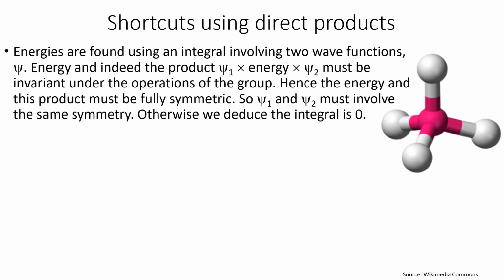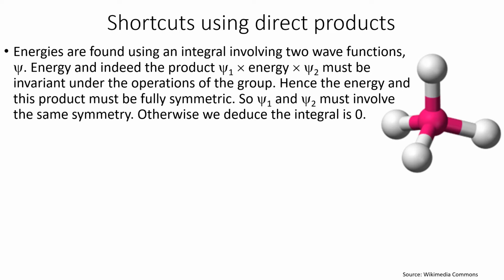So for example, if you just want to know the energy of a particular orbital, then psi1 and psi2 would both be that orbital. And of course, traditionally you would take a complex conjugate of one of the orbital wave functions, and this way the product of the two complex functions ends up being real.